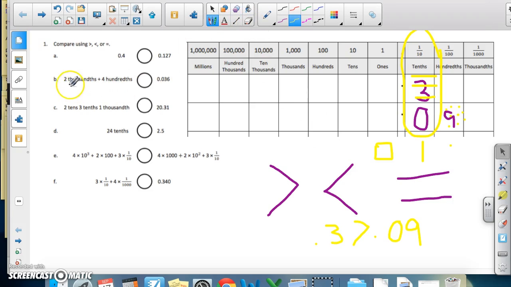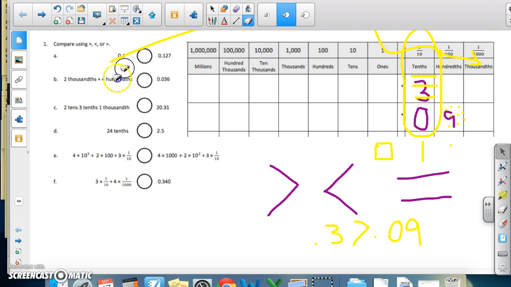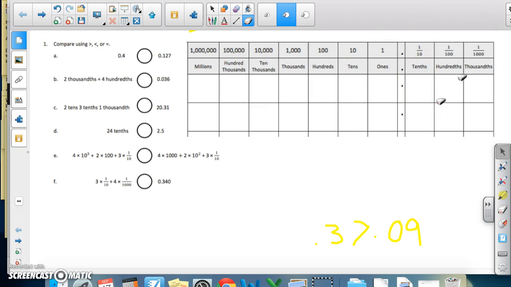You can use the words. The thousandths over here would match up way over here with the thousandths place. So you would know how to fill that in. Okay, the tenths obviously is also on our chart. We've got ones, we've got hundredths. Okay, so I'm going to clean this up a little bit.